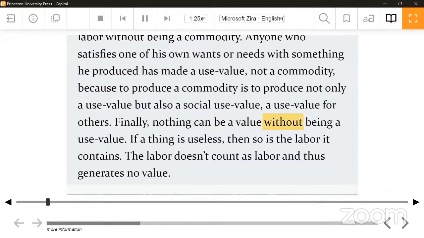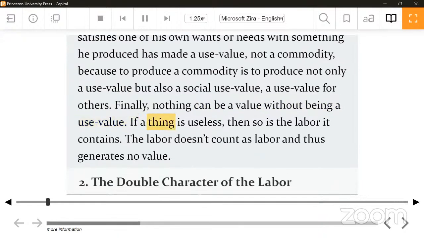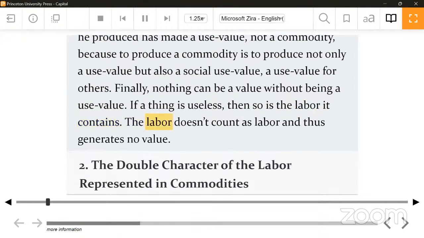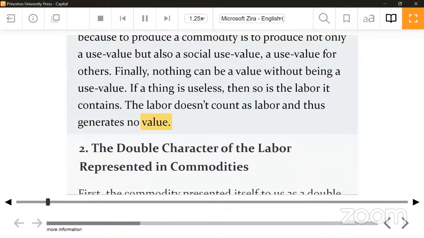Finally, nothing can be a value without being a use value. If a thing is useless, then so is the labor it contains. The labor doesn't count as labor and thus generates no value.